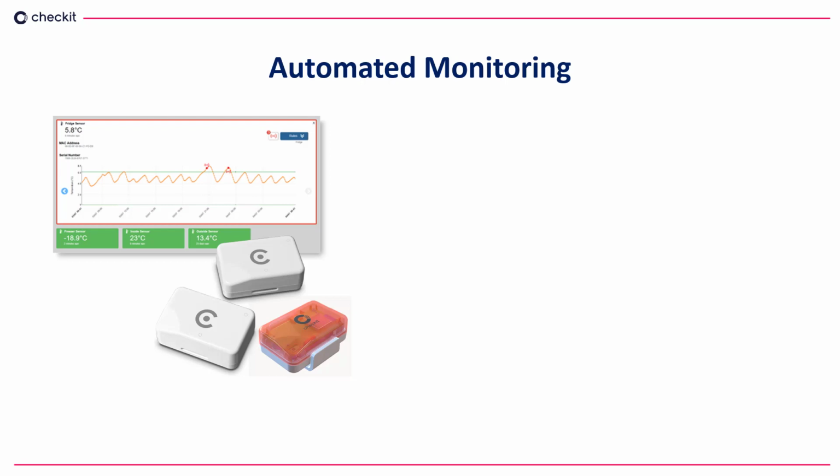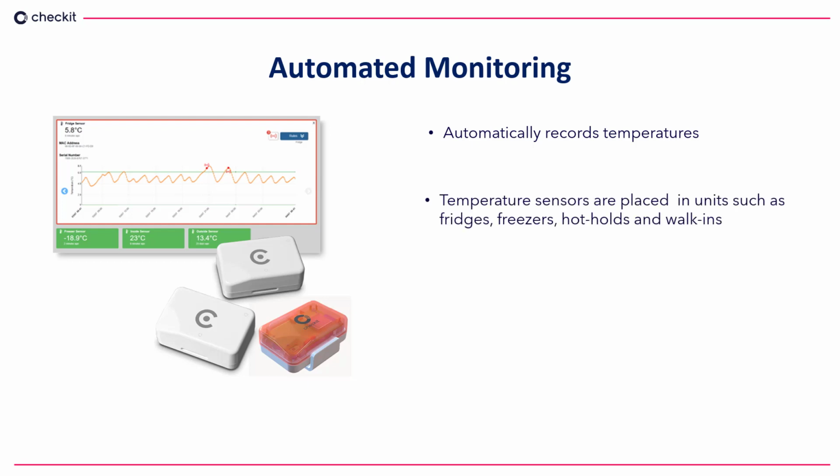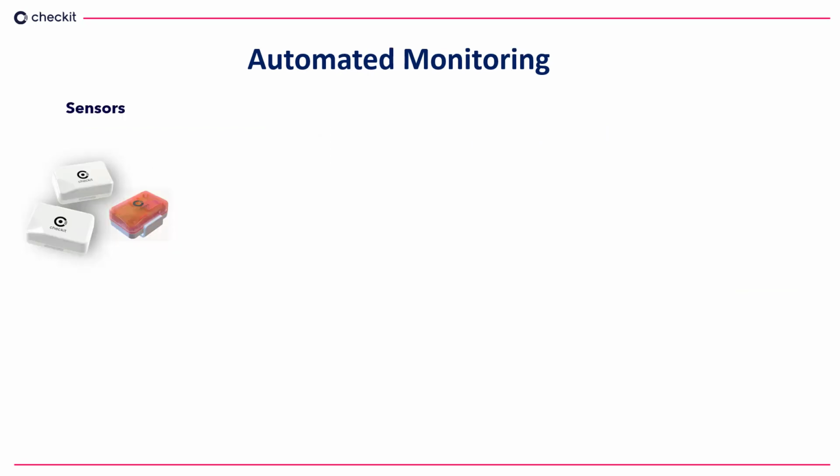Automated monitoring is the hardware used to record temperatures. Temperature sensors are placed in units such as fridges, freezers, hot holes, and walk-ins. Their job is to record the temperature of the units they're placed in. They record the temperature every 5 minutes, 24 hours a day, 7 days a week, and will tell you if they get too warm or too cold.